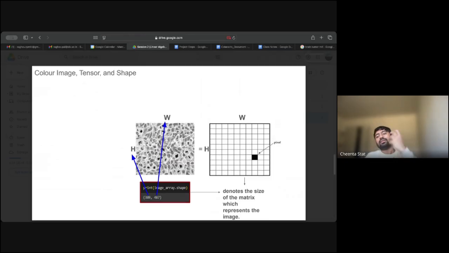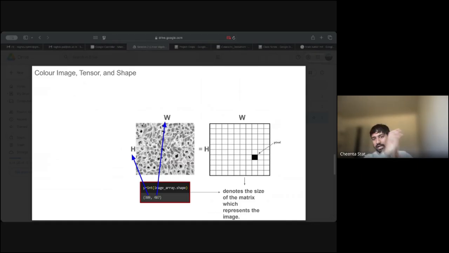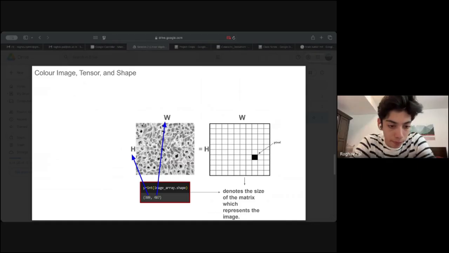So look at me. The first, so it's 3 comma H comma W means what? There are 3 of H comma W, like 3 matrices, like this stack. So the first one denotes the R matrix, the second one denotes the G matrix, and the third one the B matrix.